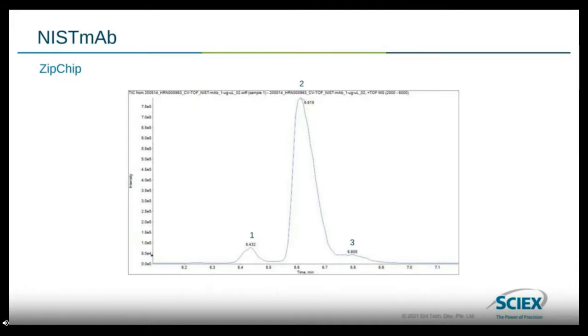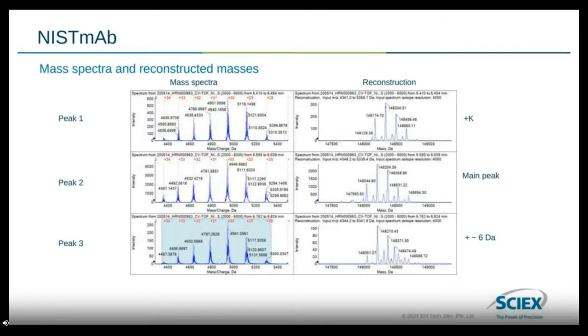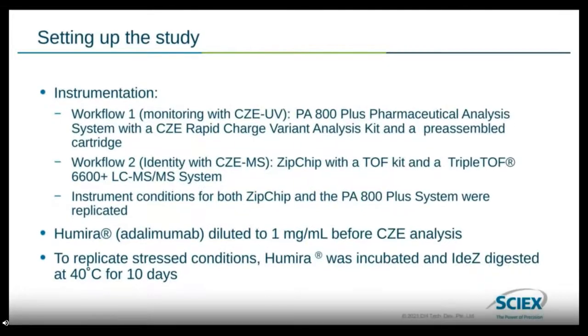This is just a closer look at the ZipChip profile to identify the peaks. Peak 1 would be that basic variant, peak 2 is the main peak, and peak 3 is the acidic variant. And what are those peaks? Peak 1 is the lysine variant, peak 2 is the main peak, and peak 3 has a mass shift of 6 Daltons, which is most likely due to deamidation.